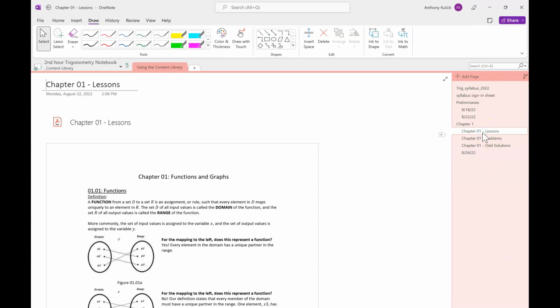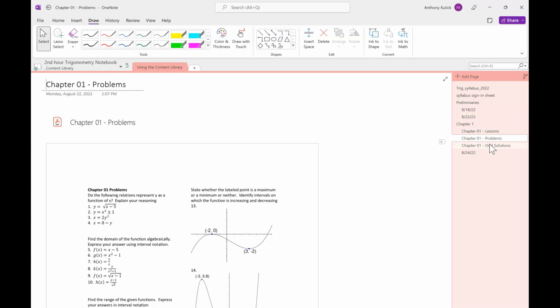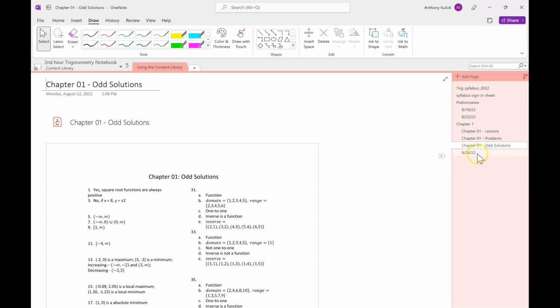Every time we start a chapter, I'll drop in the book pages, the problem set, and the odd solutions into OneNote. These are all available on My Notre Dame if you click on the textbook link and download them. But I find it's often easier not to have to flip back and forth through a bunch of windows. If it's all right there for you in the content library, that's pretty nice.